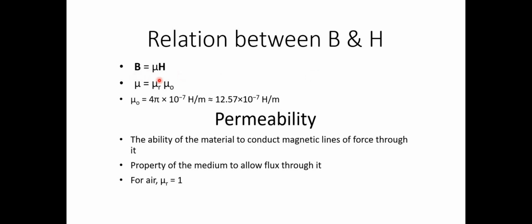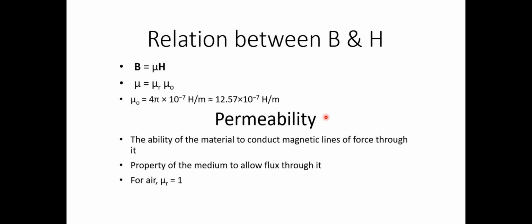We already know that B is equal to mu into H, and mu is equal to mu R into mu naught. mu R is the relative permeability which will vary according to the medium, and mu naught is the permeability of free space. It is a constant, that is 4 pi into 10 power minus 7 Henry per meter. Henry is the unit of inductance. Instead of pi, if we substitute 22 by 7 or 3.14, we will get it as 12.57 into 10 to the power of minus 7 Henry per meter.